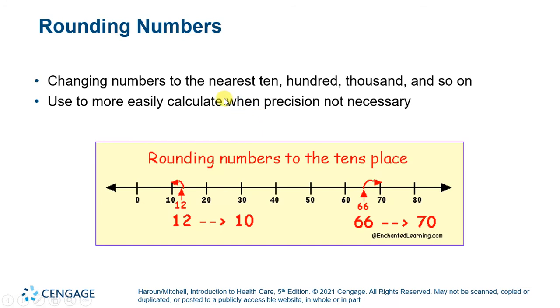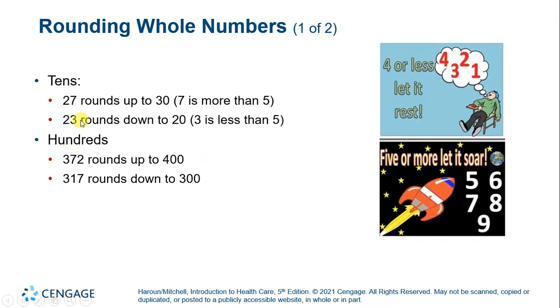Rounding numbers, you change the number to the nearest 10, 100, 1,000, whatever is requested of you. And it's used because it's easier to do a quick calculation. Remember the rule: 4 or less, let it rest; 5 or more, let it soar. So if you are going to round 372 to hundreds, it would be 400. 317, 300.